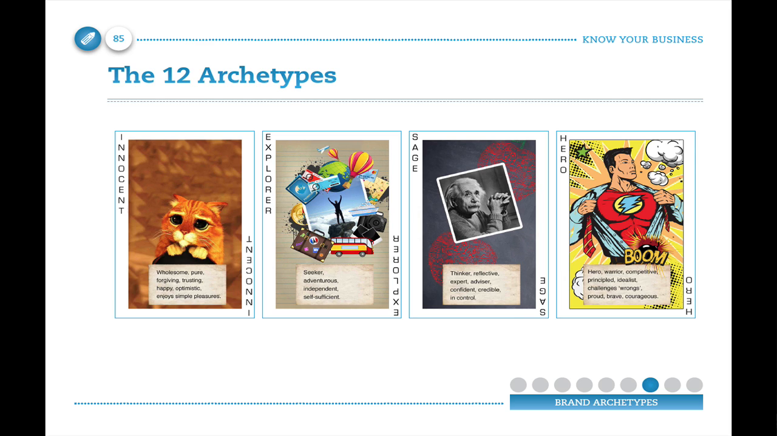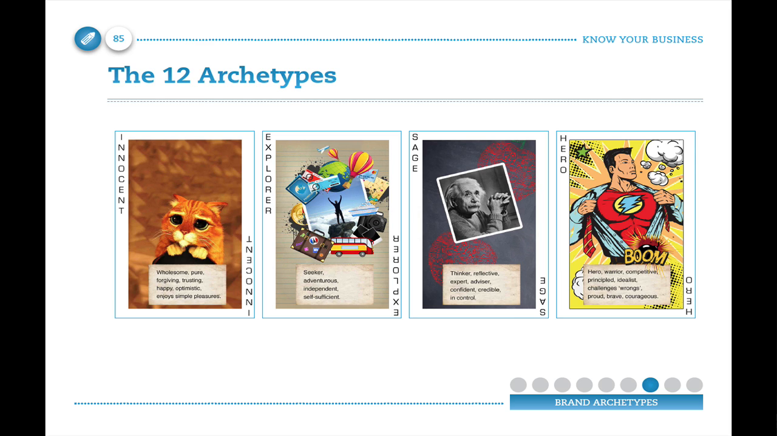So the 12 archetypes, I'll just introduce them, and I'll show you how they fit together. The innocent, made famous by Innocent Smoothies out of the UK, which Nudie Juice modelled itself on in the Australian market. So wholesome, pure, giving and true. The explorer, that's about self-actualization. The Neo character in the Matrix was a classic self-actualization, moving from one point to another. Brands that facilitate that are explorer brands. The sage, so thinker, reflective, wise. IBM's a classic sage brand, a source of knowledge. Professional services tend to have an element of sage as a sort of category foundation.